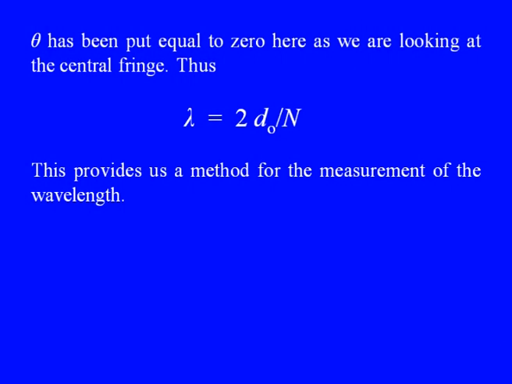a method for the measurement of the wavelength. Look at the circular fringes, move the mirror, count the number of fringes which have collapsed, and you get a capital N. You have measured d naught, you can find out the wavelength.